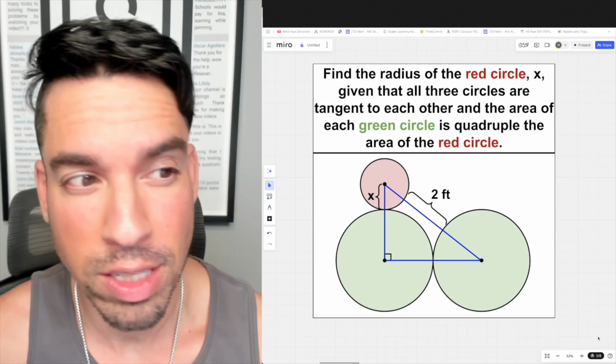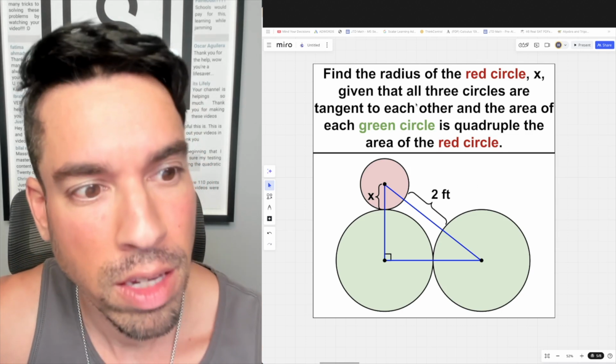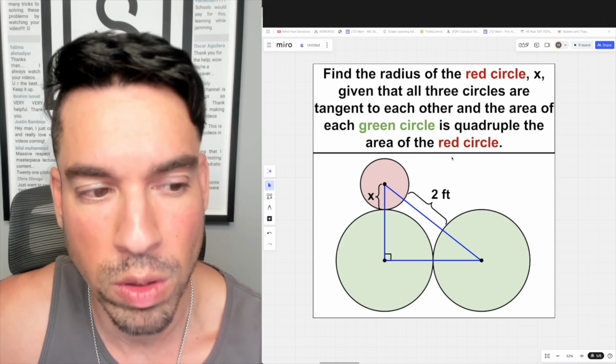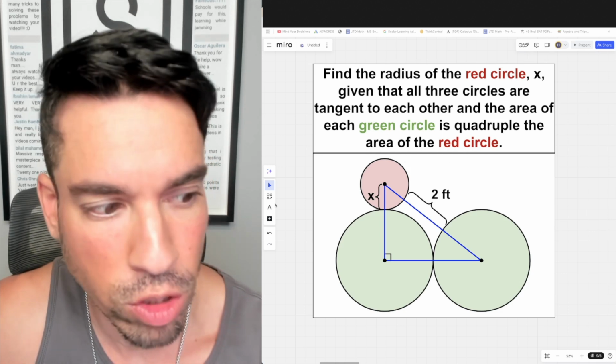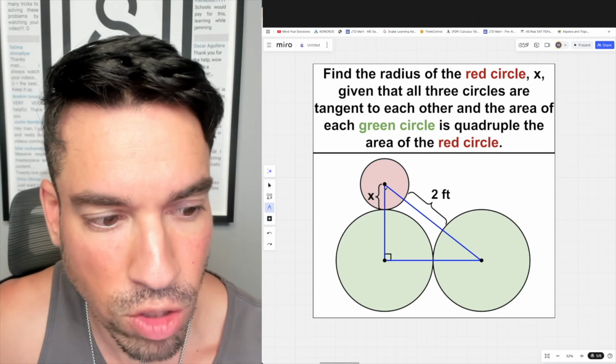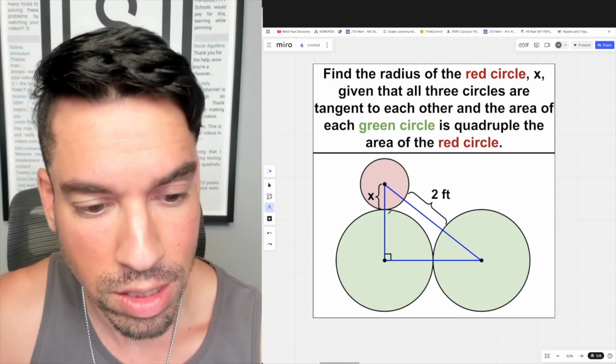In this one, the question is as follows. Find the radius of the red circle x, given that all three circles are tangent to each other and the area of each green circle is quadruple the area of the red circle. So again, here is x, that radius, the distance from the center to the edge of the circle. And tangent means all these circles touch at a singular point.